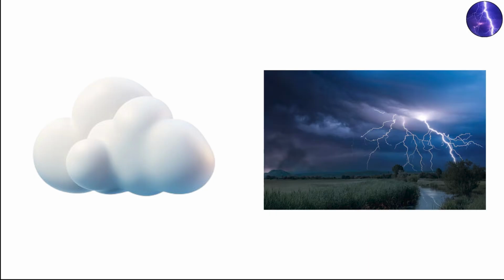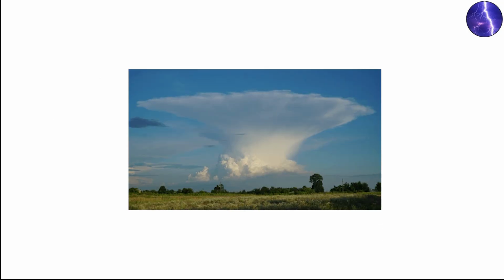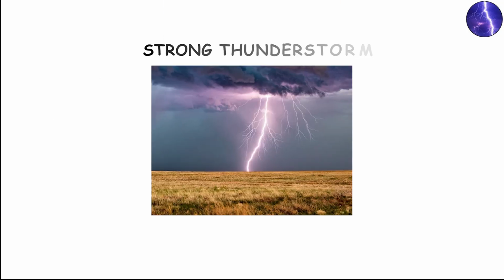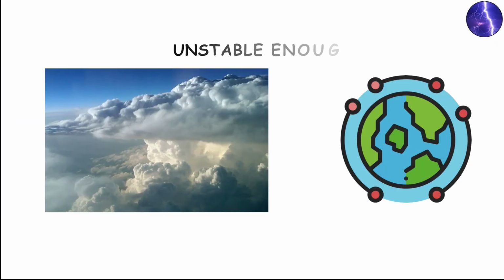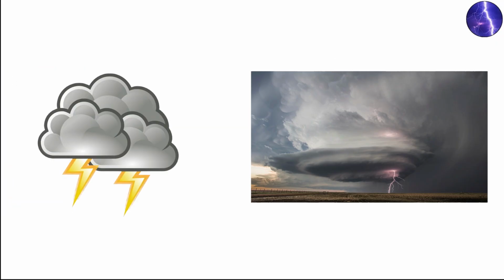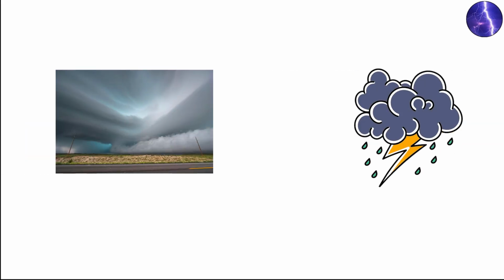Over time, the cloud builds higher and higher until it forms a tall, anvil-shaped cumulonimbus cloud, which is the hallmark of strong thunderstorms. If the updraft is especially powerful and the atmosphere is unstable enough, the storm can develop into a supercell thunderstorm. Supercells are rare, but are the primary type of storm that can spawn tornadoes.